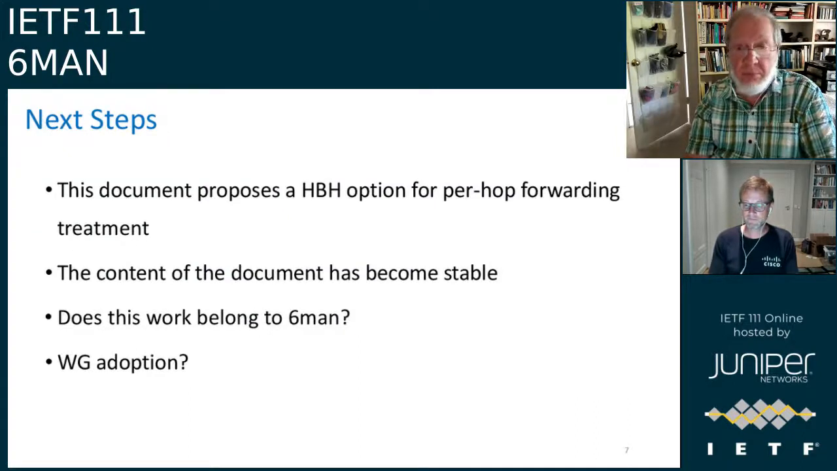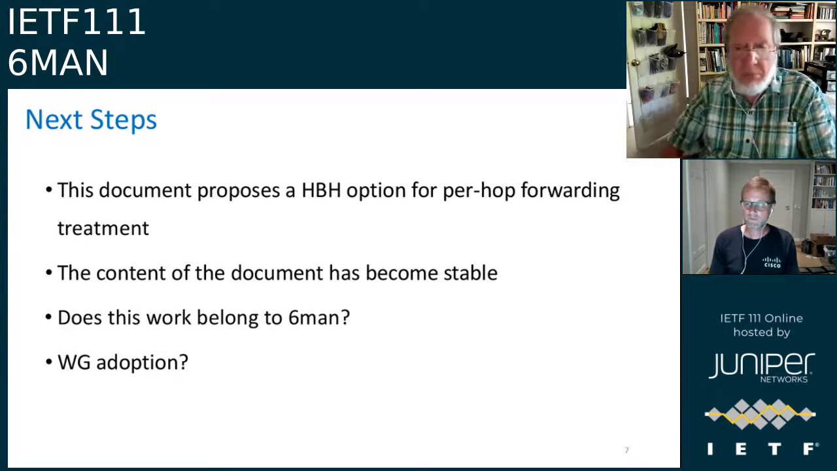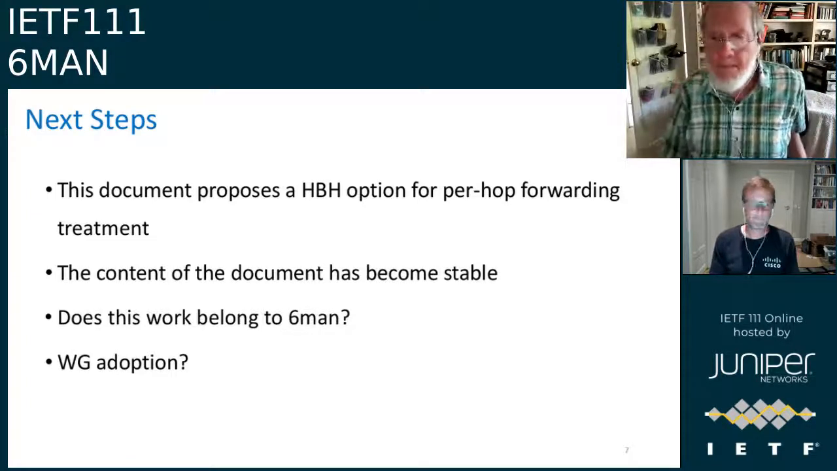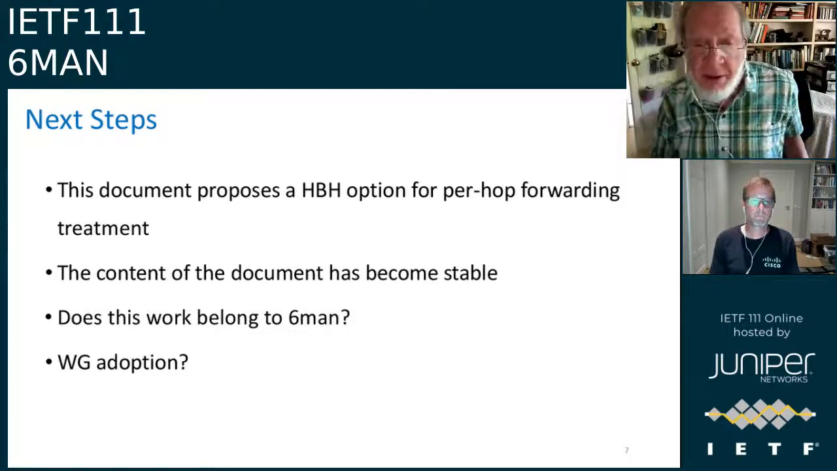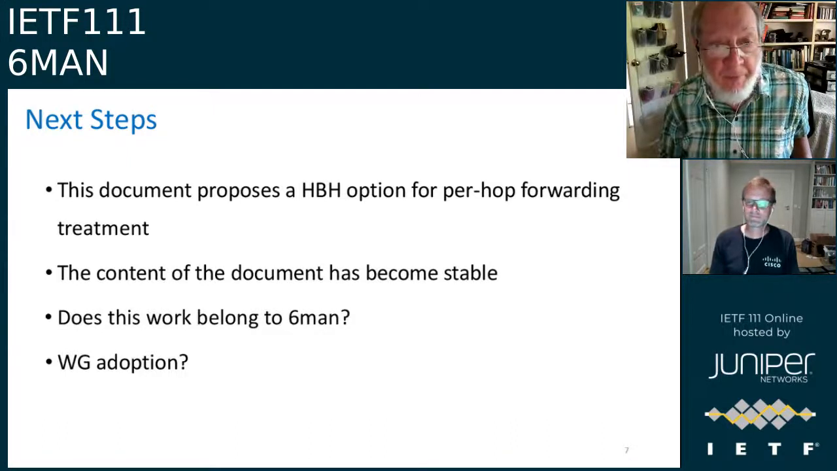Okay, so in conclusion, this document proposes a new hop-by-hop option for per-hop packet forwarding treatment, so it aligns with the designed functionality of the hop-by-hop header. The content of this document has been stable, so we'd like to confirm whether the document belongs in the 6man working group. If so, we'd like to ask for adoption of this document. Thank you. Okay, well, thank you. And like the previous one, please discuss this on the mailing list. Okay. So thank you. Thank you.